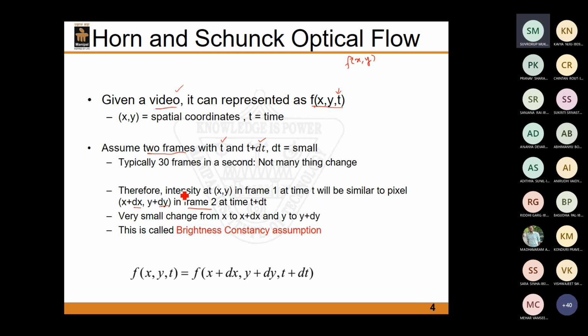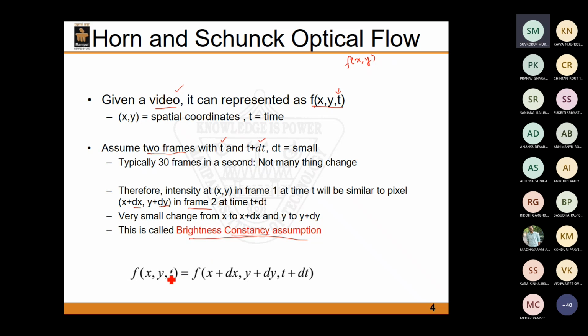What I'm assuming is that there is not much change between the pixel intensities in both the frames, because the time is less over here, or you're taking a higher number of frames per second. So there might be only a very small change from x to x plus dx and y to y plus dy. This particular concept is what you call the brightness constancy assumption. That means we are assuming that the brightness of the pixel intensities remains constant between two consecutive frames.